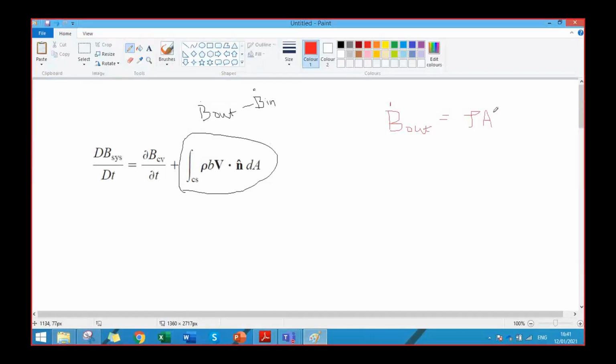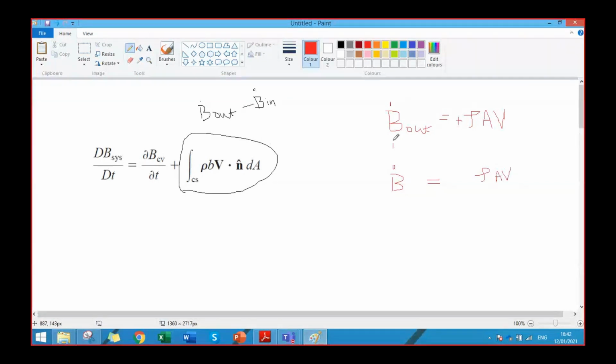Is it so? Yes, sir. If I say I don't know if it is an outlet or an inlet, then B dot would be rho area into velocity, right? Because based on B dot out, we add a positive sign here, and based on B dot in, we add a negative sign here, right?